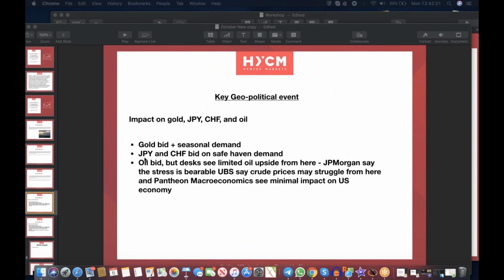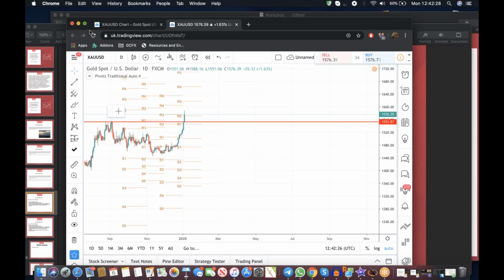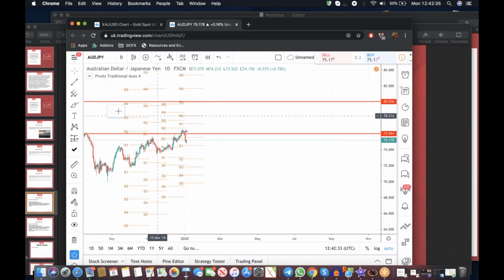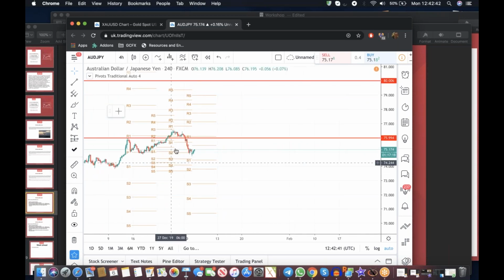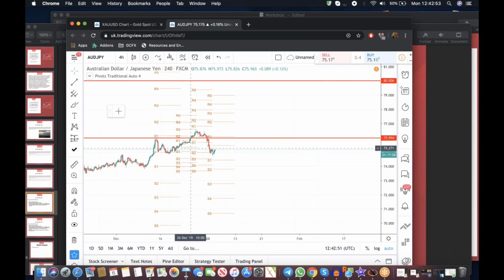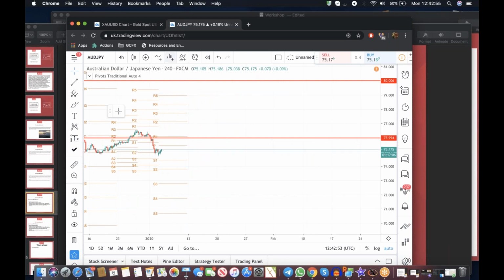Okay. Now we've seen Japanese yen and the Swiss franc bid on safe haven demand. So again, let's have a quick look here. Let's look at Australian dollar, Japanese yen. So we're seeing strong yen, weak Australian dollar. That's typically what we expect. So again, I would anticipate, as long as the sentiment remains the same, sellers at 75.50 odd and 76 the level. Okay, they're the two places I would expect sellers, as long as sentiment remains the same.